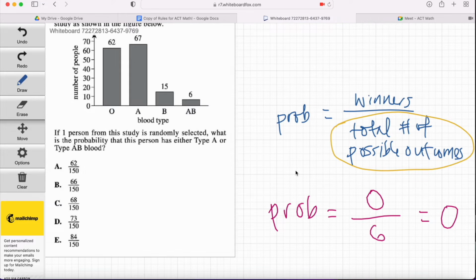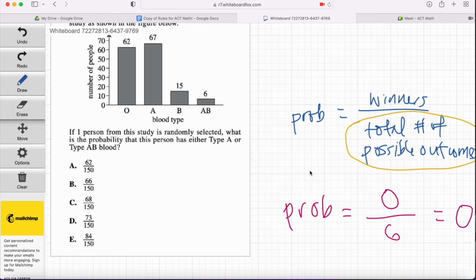Okay, you said the second part? Yeah, it says if one person from the study is randomly selected, what is the probability that this person has type A or type AB blood?